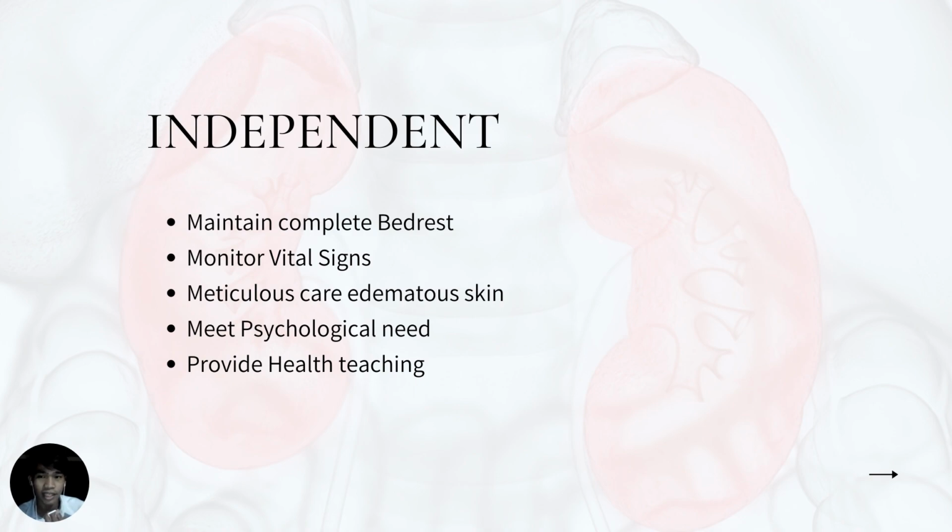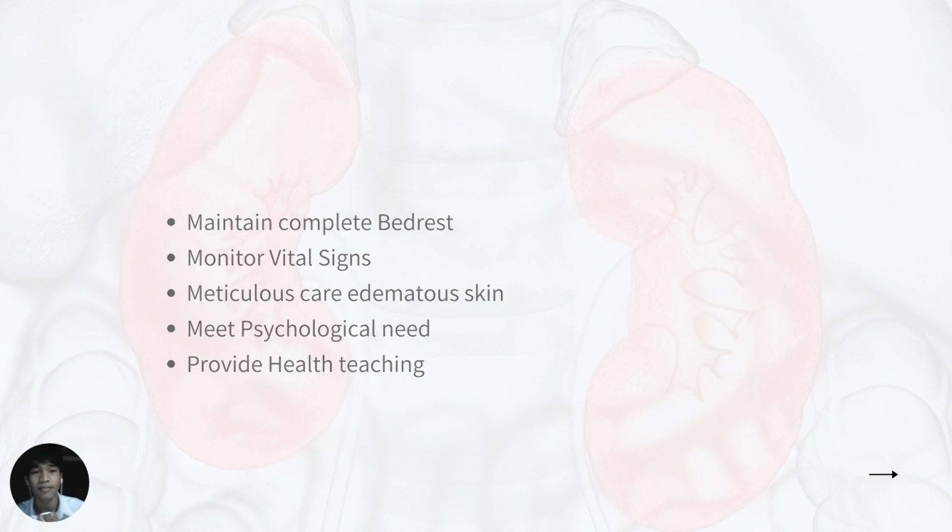Next, give meticulous care for edematous skin by changing the position every 2 hours to prevent pressure ulceration of the skin, and provide support to the edematous scrotum. Use a scrotal support, and no band-aid on edematous skin because it is more prone to scratches or lesions, and a simple band-aid can cause that. Next is to meet psychological needs and provide health teaching.